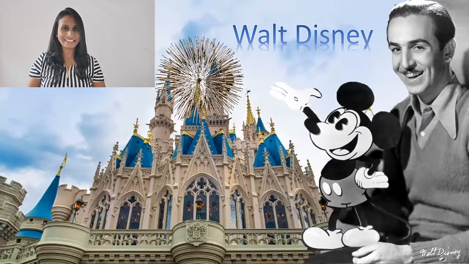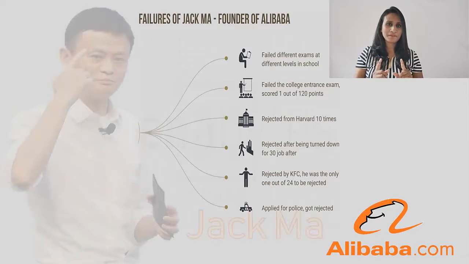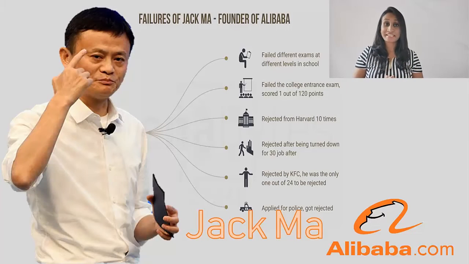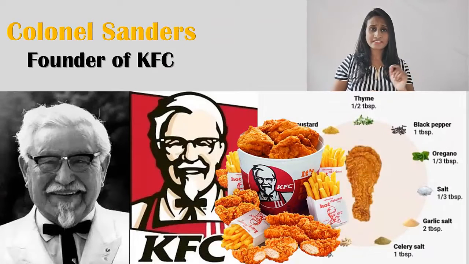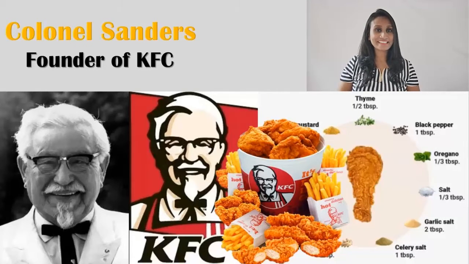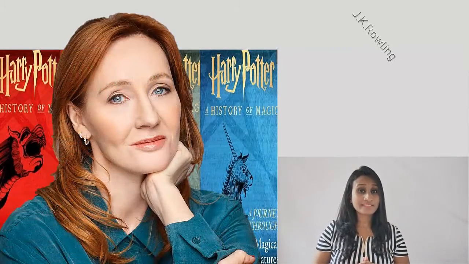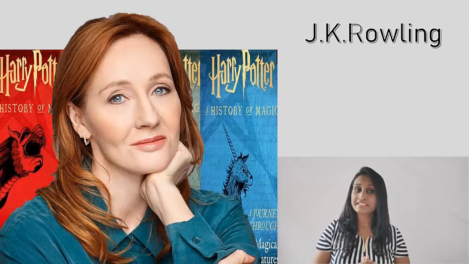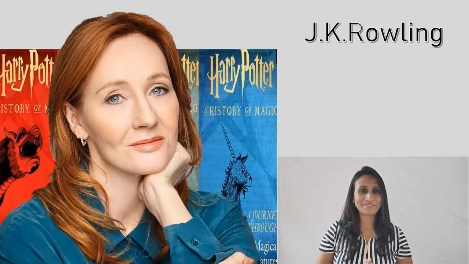He is Walt Disney. Rejected from 30 jobs, failed exams, but he made Alibaba. Jack Ma, the founder. His recipe got rejected several times, but later this recipe built a huge business chain. Colonel Sanders, founder of KFC. J.K. Rowling, a single mother, jobless, with depression, rejected by 12 publishers. Later, she became the richest author.